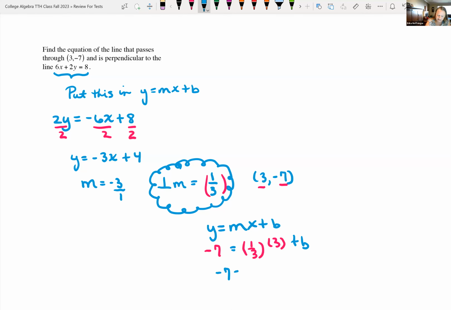So we have -7 is equal to, well, 3 times 1/3 is 1, the 3's cancel, plus b. Subtract 1 on both sides to get b. So we get b is -7 minus 1, which is -8. So we know what our y-intercept is, and we know what our slope is. So our line perpendicular to 6x plus 2y equals 8 that passes through (3, -7) is y is equal to 1/3 x minus 8.